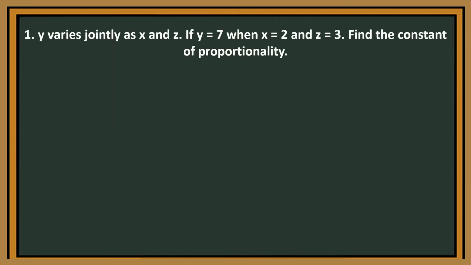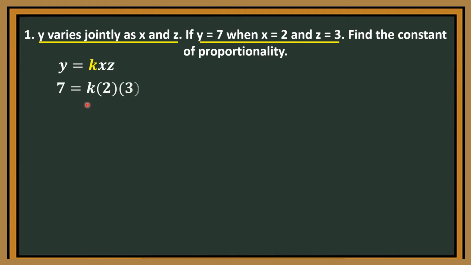Let's have here an example of problem. Y varies jointly as x and z. If y is equal to 7 when x is equal to 2 and z is equal to 3, find the constant of proportionality. Y varies jointly as x and z. Let us translate that in equation. That is y is equal to k times x times z. Next, y is equal to 7 when x is equal to 2 and z is equal to 3. Let us substitute 7 for y, 2 for x, and 3 for z.